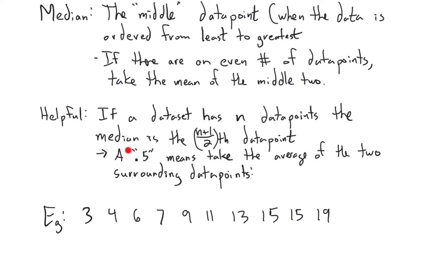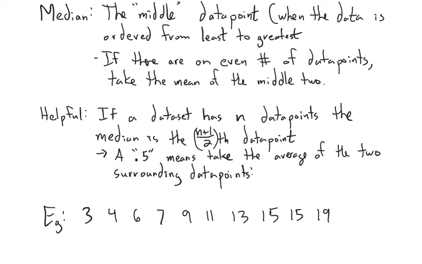And of course, sometimes you'll calculate a 0.5, and in that case, you would just take the average of the 2 surrounding that. Let's do an example to see what's going on. I have this data set here. This happens to be ordered. Maybe you'll get a data set that isn't ordered, so you'll have to order it yourself, but this data set is already ordered. So we have 1, 2, 3, 4, 5, 6, 7, 8, 9, 10 elements in this data set.